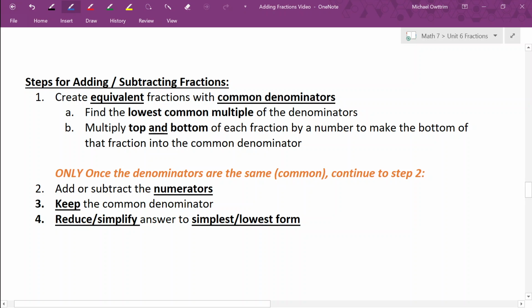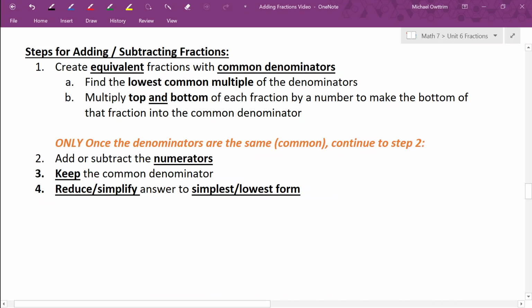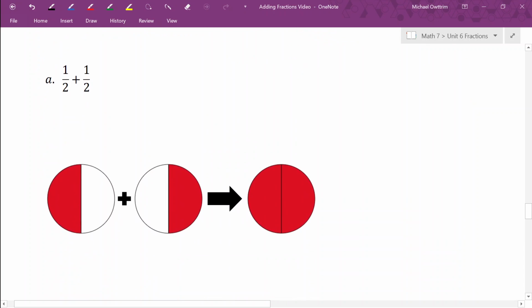After they're the same, we just add or subtract the numerators, the tops. We're going to keep the common denominator on the bottom, and we'll reduce or simplify our answer into our simplest or lowest form. So let's take a look at some examples here. We'll do 3 quick and easy ones. Let's start with 1/2 plus 1/2.